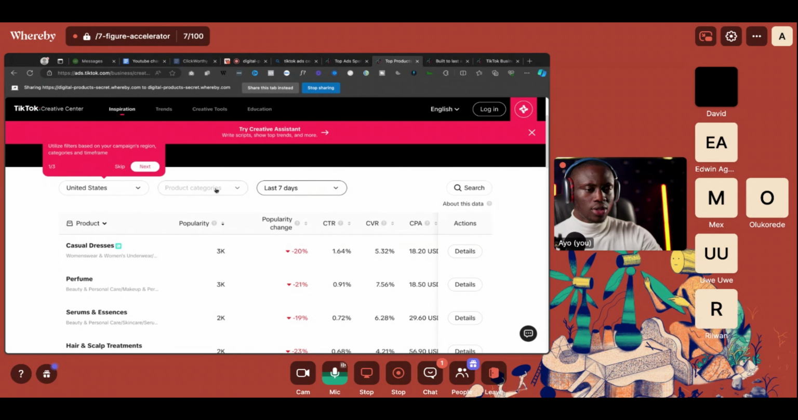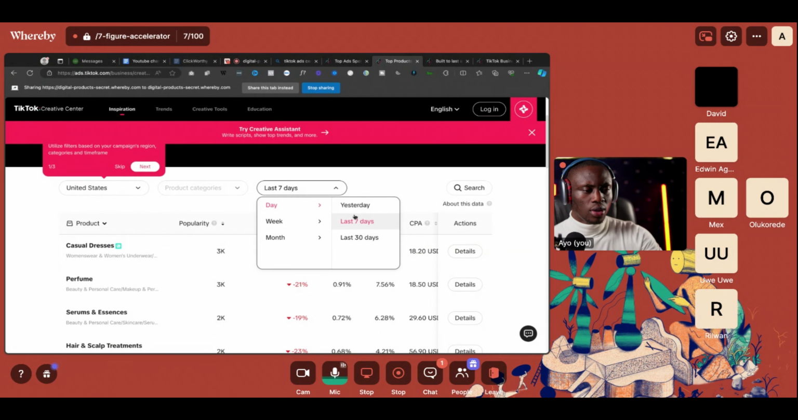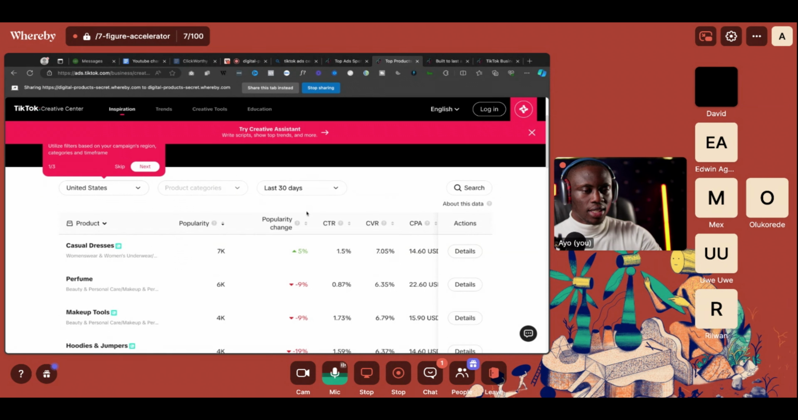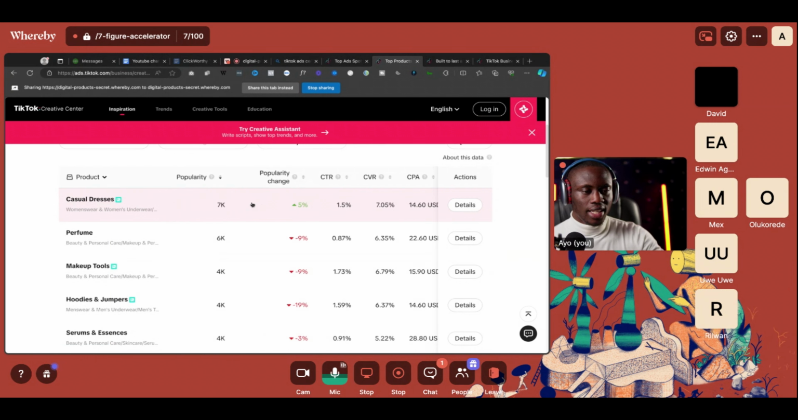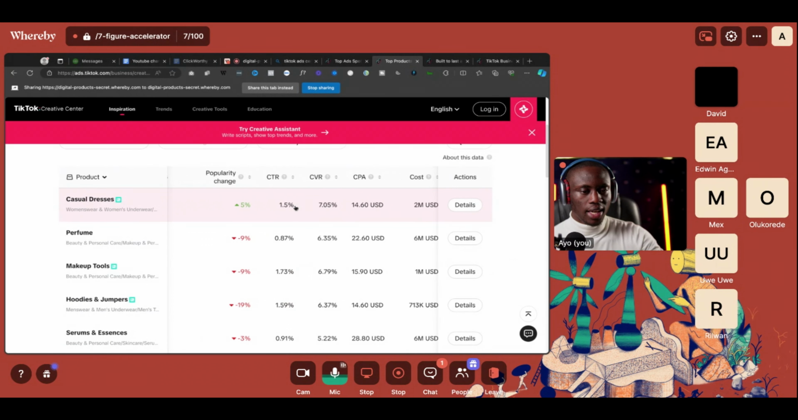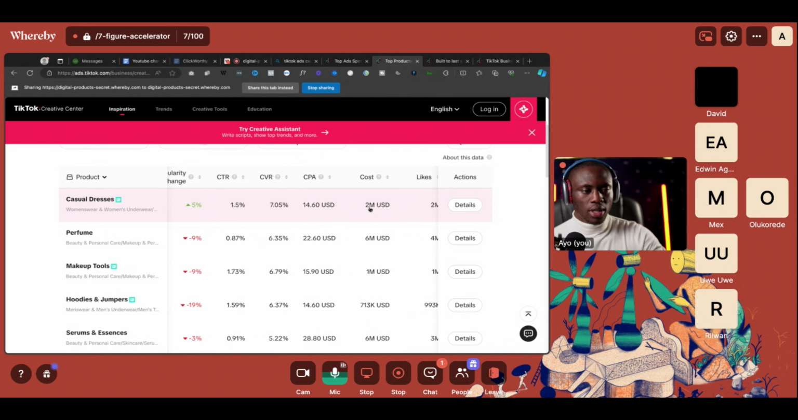You can always search for other countries, but let's say the last 30 days. Casual dresses, you can easily use this to find ideas for a brand that you want to start. This is highly in demand right now. Popularity 7K, popularity change. This is the highest in demand. Cost per acquisition: $14.60.